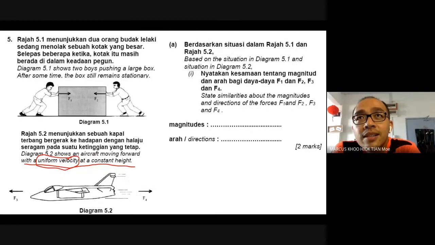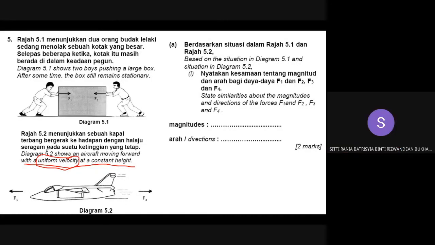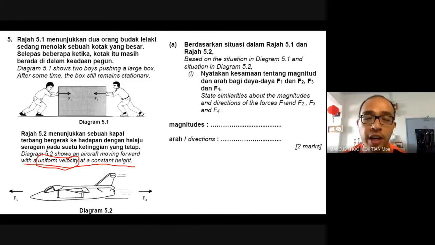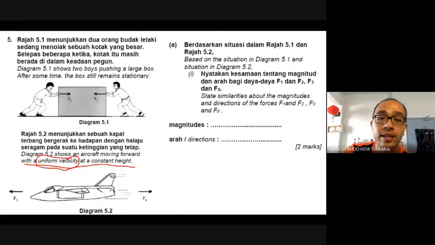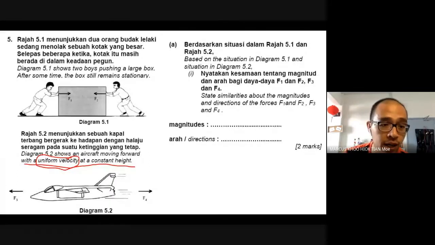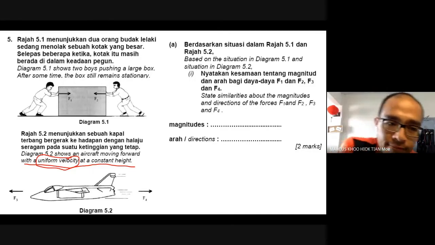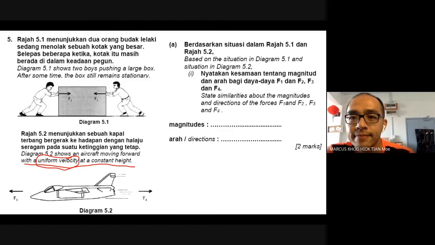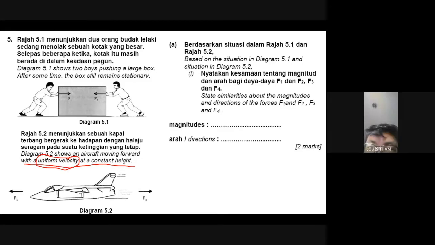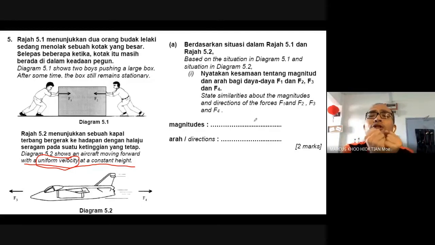Rania. It means it has zero acceleration. Okay, very good. Another person, what does zero acceleration mean in terms of the forces? Luis? Uniform velocity means zero acceleration. In terms of forces, what does zero acceleration mean? It means the forces are in equilibrium. Very good. You can all become physicists. It means the forces are in equilibrium.